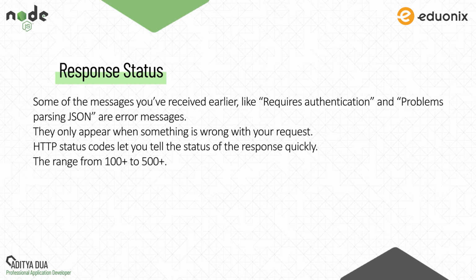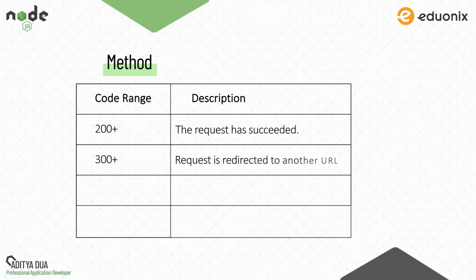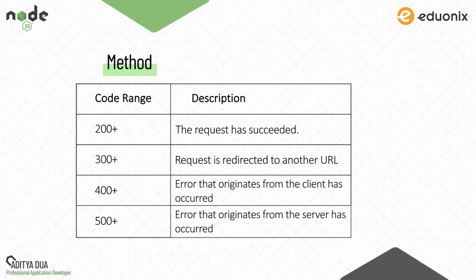These are only used for the purpose of debugging and for creating a UI which should be able to handle the errors. 200 means success, 300 means redirection, 400 means error from the client, and 500 means error from the server.